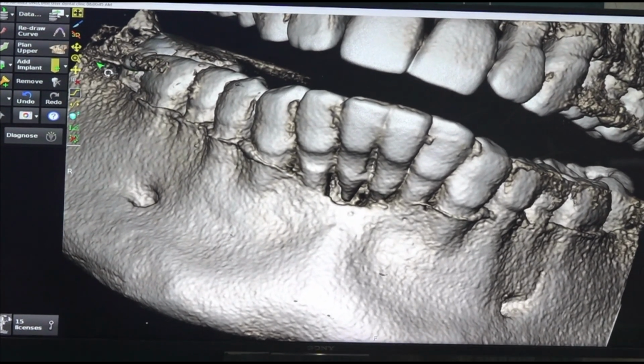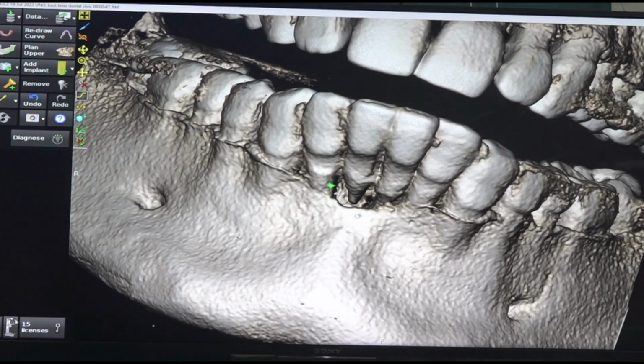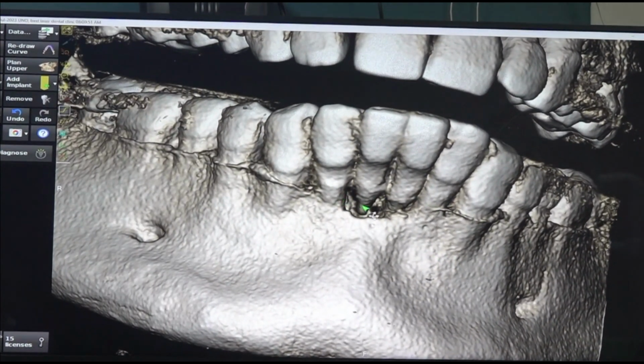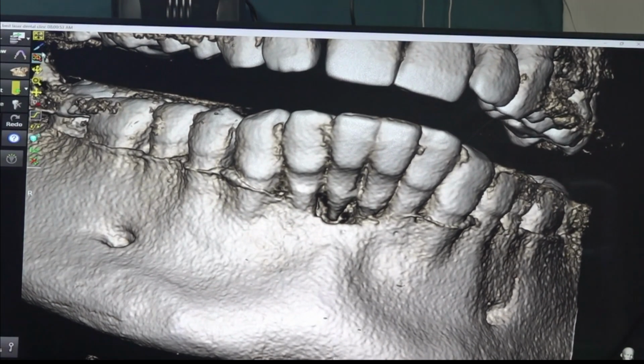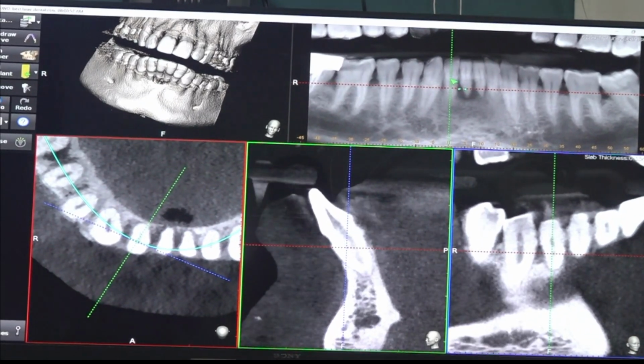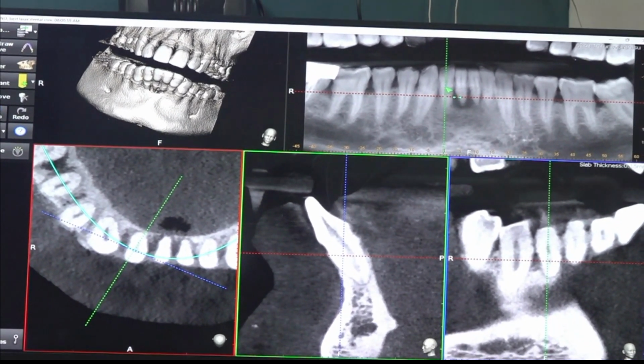Location. No, location is already simple here. There is no need for planning for location. Basal or compressive? Basal or compressive? So first we will see the 4-2 area.